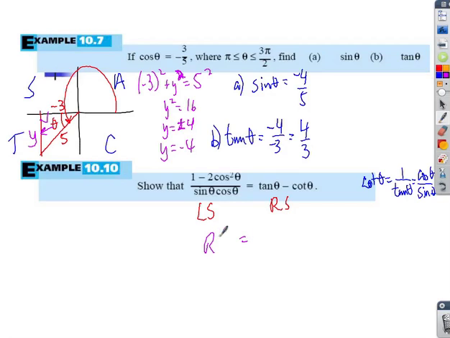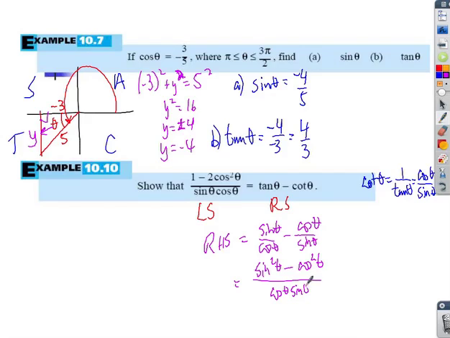So all you do is you work with the right-hand side. You don't cross the equal sign. All right, so we just change this to sine theta over cos theta minus cos theta over sine theta. Obviously write with a common denominator. So the first fraction we multiply by sine over sine, which would give us sine squared theta. The second fraction we multiply by cos over cos, which would give us cos squared theta, all over the common denominator of cos theta sine theta, which now you can start to see is exactly the same as the denominator on the left-hand side.